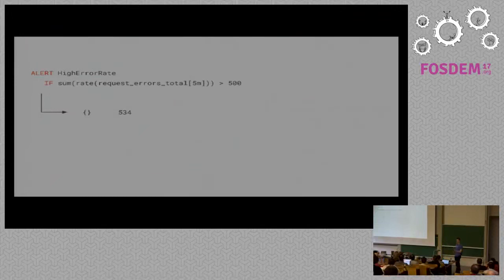So now we want to define an alert, and first of all we have to take a rate, because this is just a counter, and we want to get the per second value over a certain time window. In this case here, 5 minutes. And then for every single series, we have now a request error per second rate. And we want to sum this up, right? Because if we have 200 service instances, this would otherwise yield up to 200 alerts. So we sum this up and say, if this is greater than 500, so more than 500 errors a second, we want to alert.